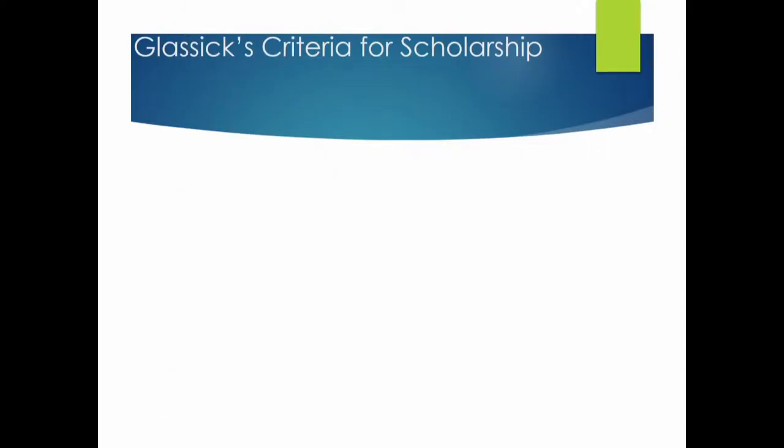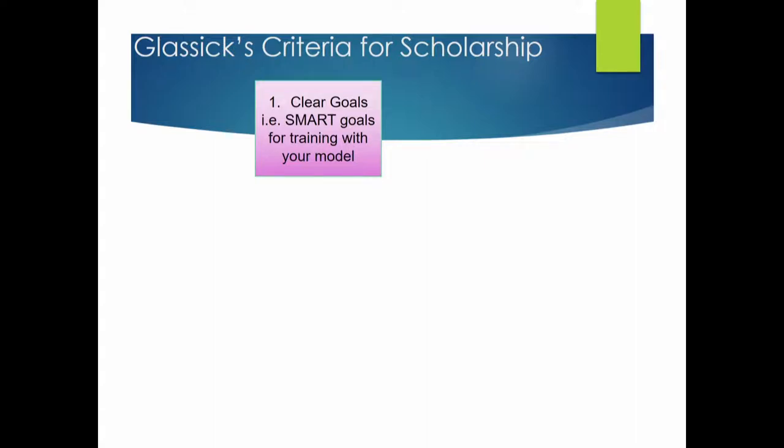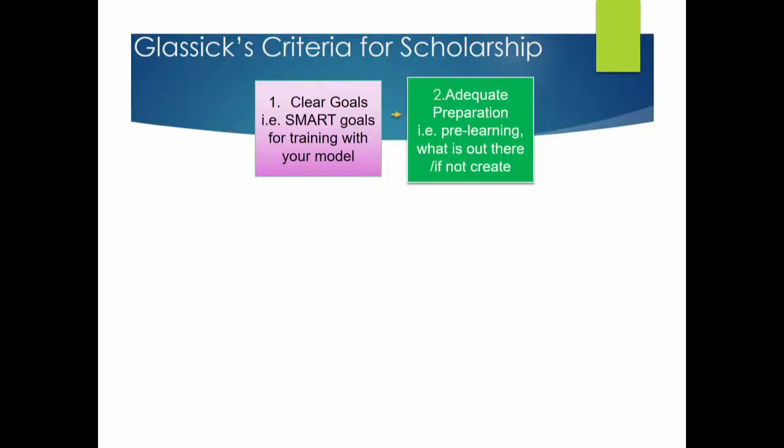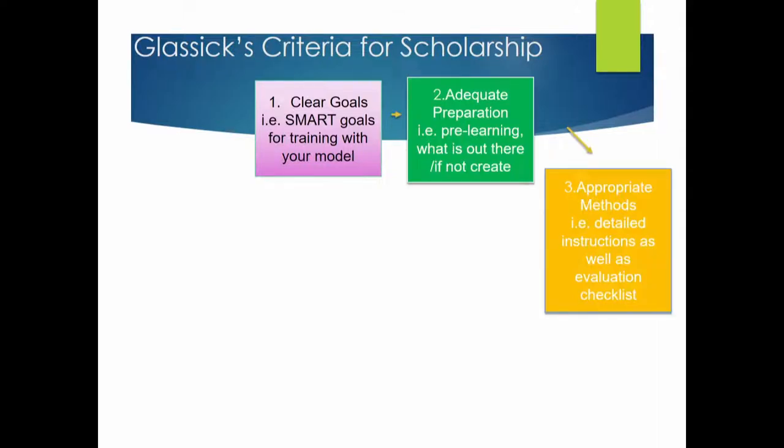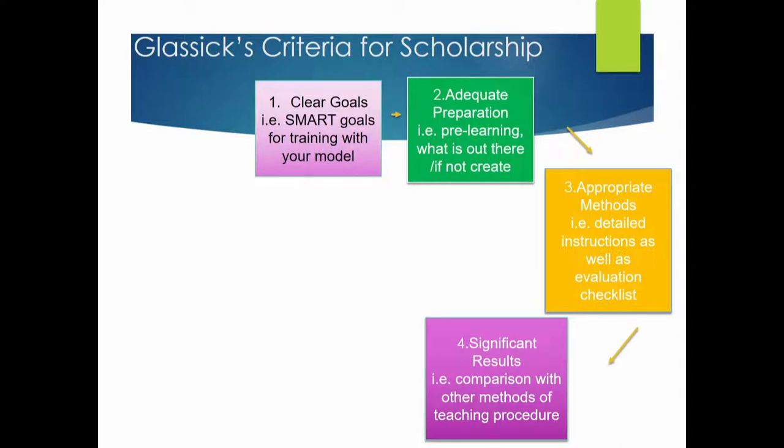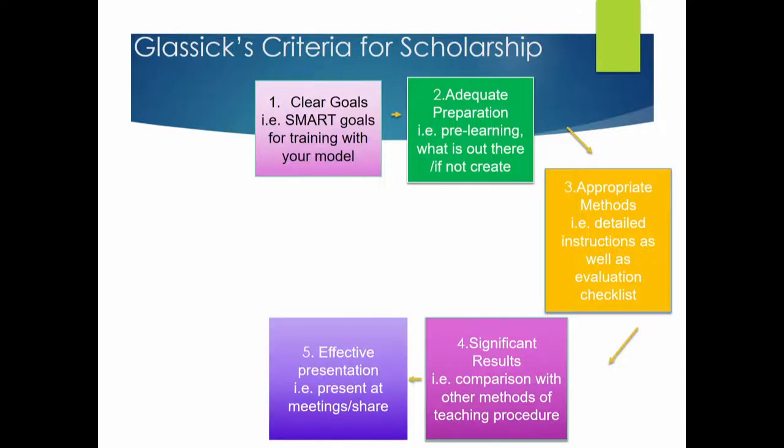So we have then Glassick's criteria for scholarship. We have clear goals, so SMART goals that are attainable, relevant, timely; adequate preparation; appropriate methods, so detailed instructions as well as an evaluation checklist; and significant results, meaning your residents or your expert people believe that it actually is helpful, either for the procedure itself or that the model itself is valid. And then the last part we're doing is effective presentations, sharing this information at different meetings.